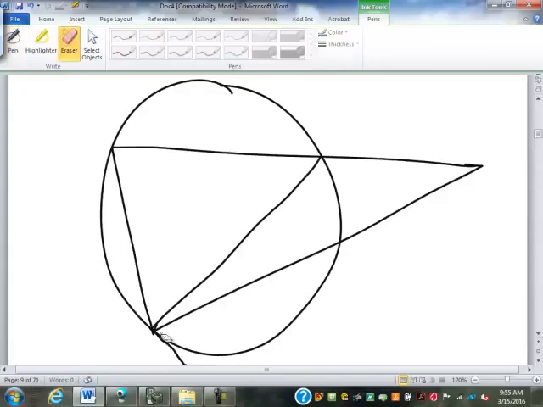Yeah, we'll try that again. So if I'm going to give you that this angle right here is 41 degrees, and this angle right here is 13 degrees, can you find this angle right here? I'm going to give you a minute in your notes to see if you can figure that out.